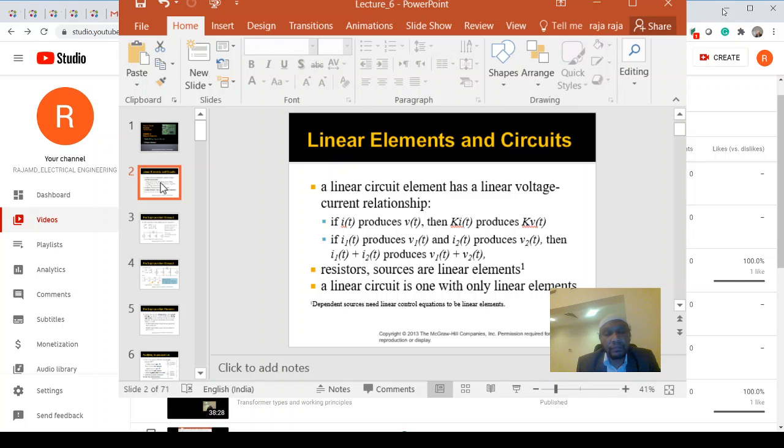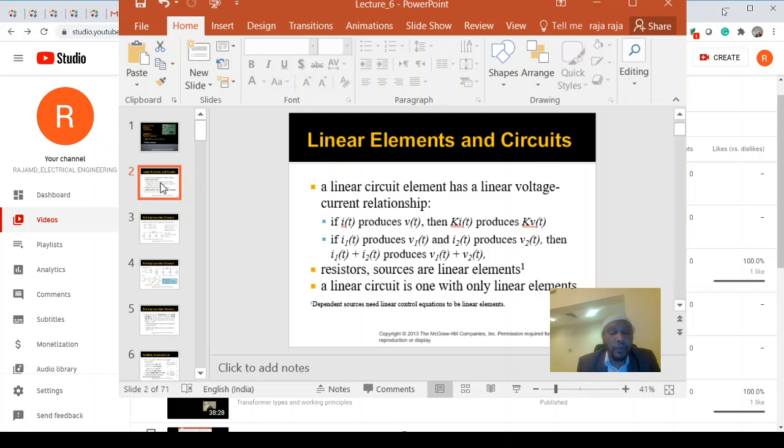That type of circuit we can call a linear circuit element. For example, if i(t) is a current with respect to time, in the time domain, and it produces v(t), voltage with respect to time, then k times i(t) produces k times v(t). That is called a linear relationship. k is a constant. If i1(t) produces v1(t), and in the second case i2(t) produces v2(t), then combining the two currents i1 and i2 produces v1(t) plus v2(t).